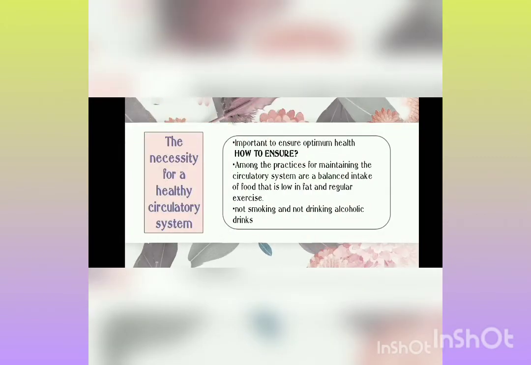So, as we know, a healthy circulatory system is important to ensure optimum health. How do we ensure that our circulatory system is healthy? Among the practices for maintaining the circulatory system are a balanced intake of food that is low in fat and regular exercise. The practice of not smoking and not drinking alcoholic drinks also ensure a healthy circulatory system.